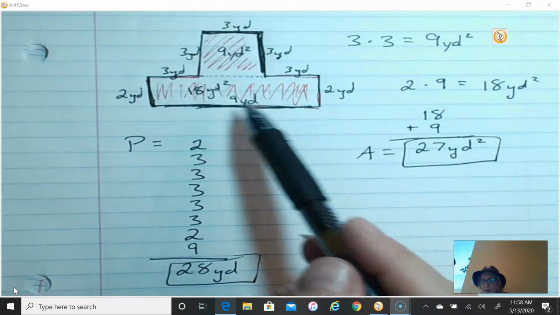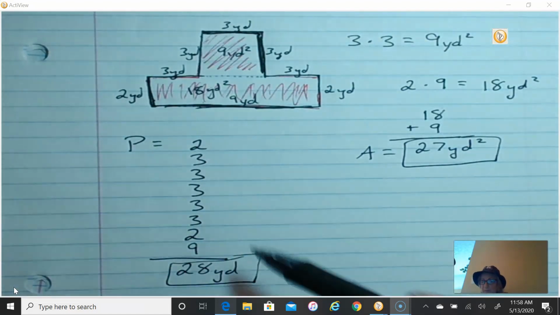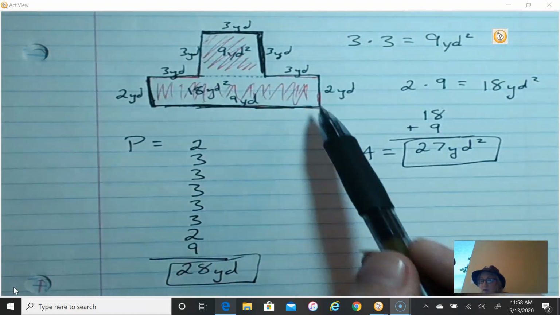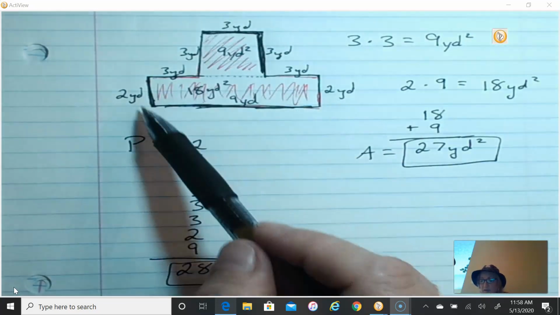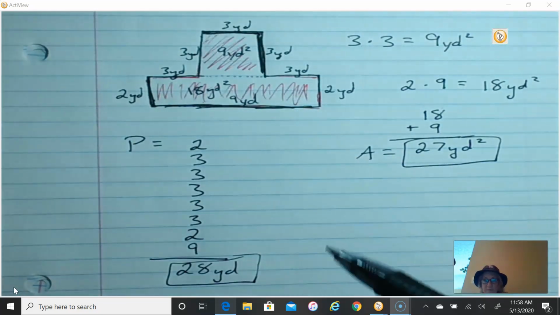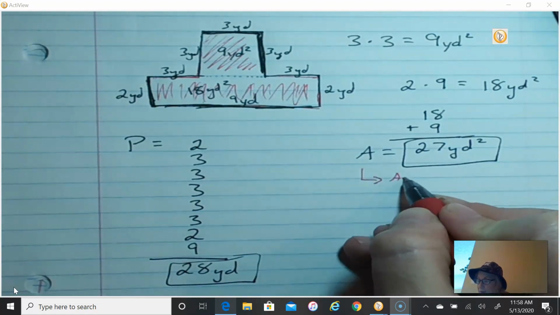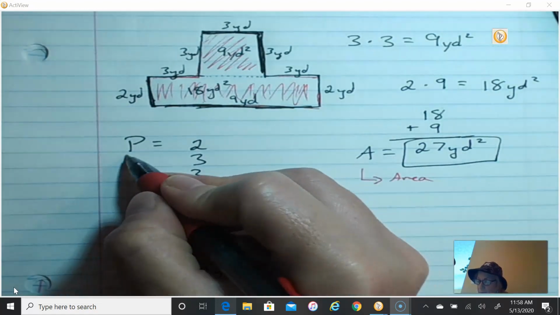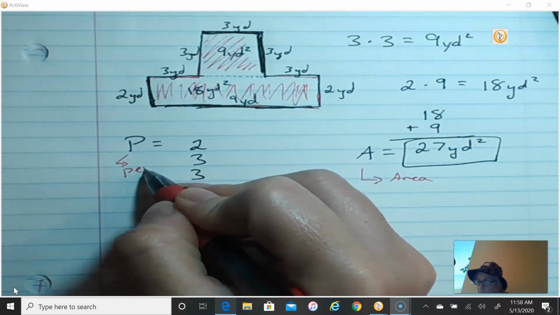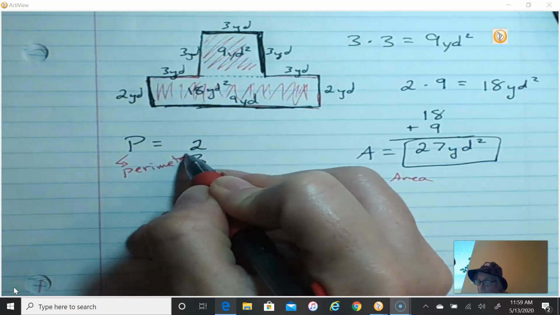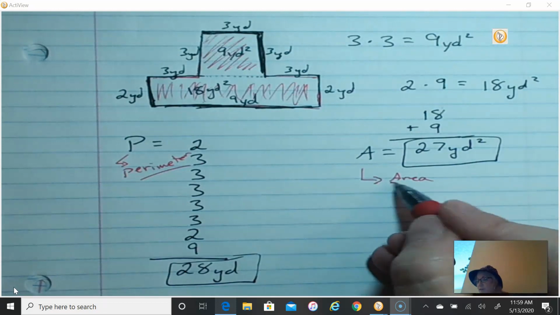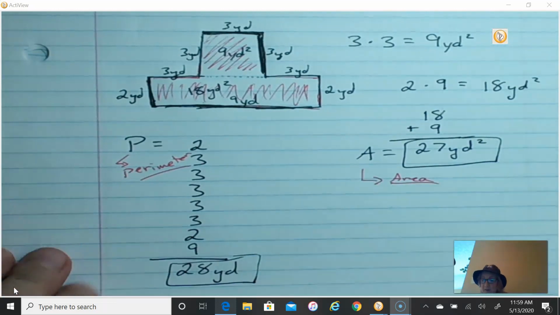So that's how you find area of a weird figure. And they may say find the perimeter, and that's what those extra measurements are for. Remember, the A is area, P is perimeter. Because in your book, they're going to say find the area and perimeter sometimes. So, okay, let's do another.